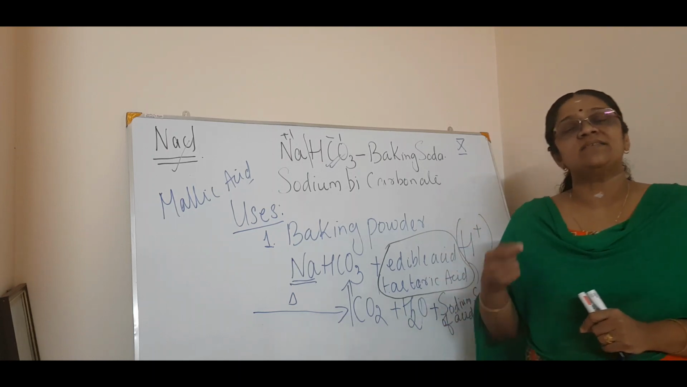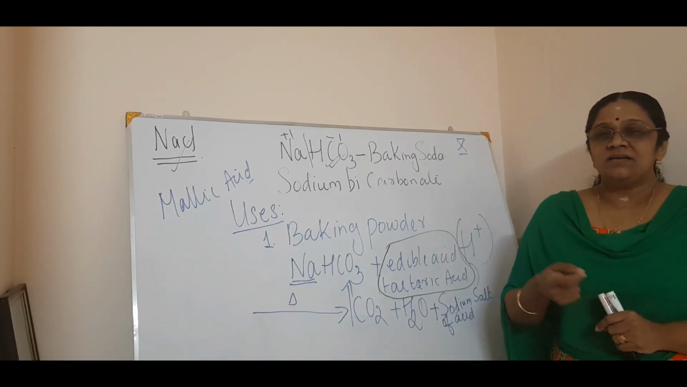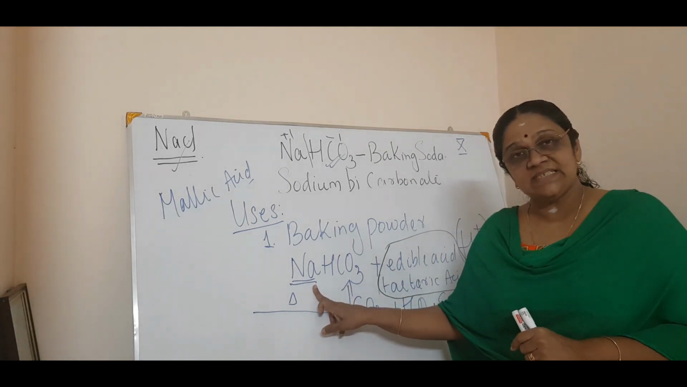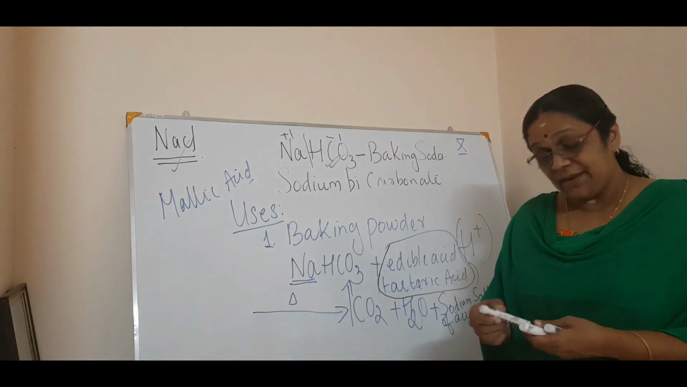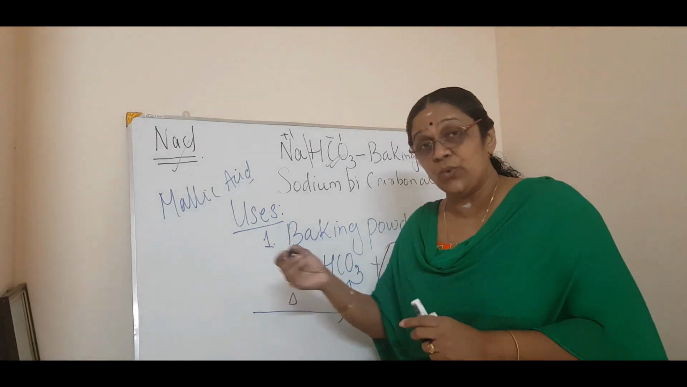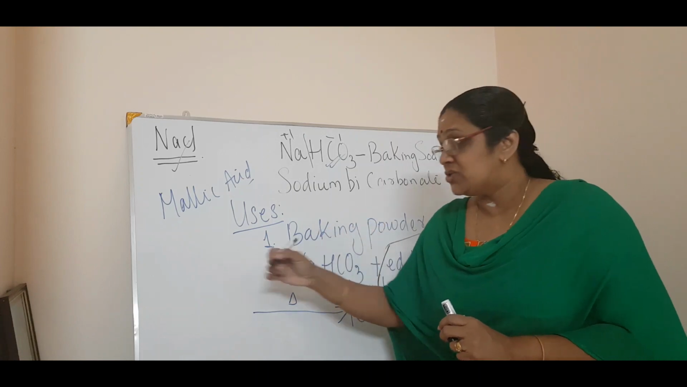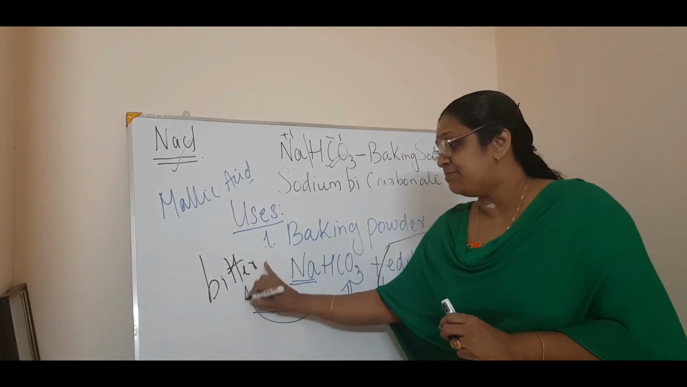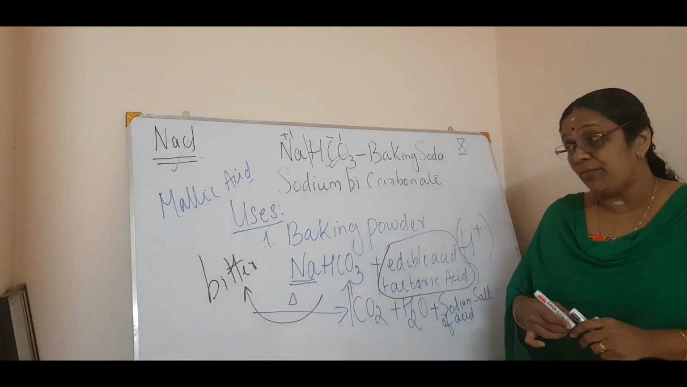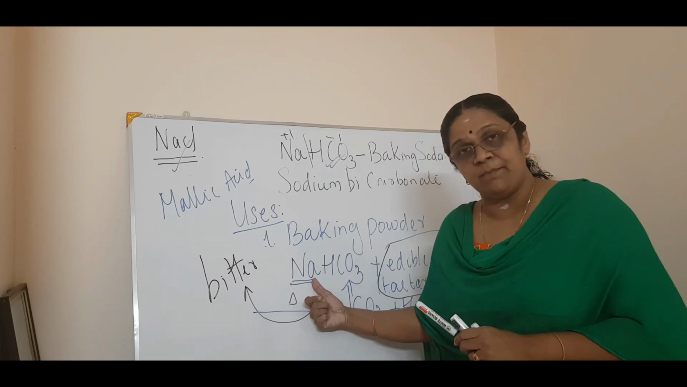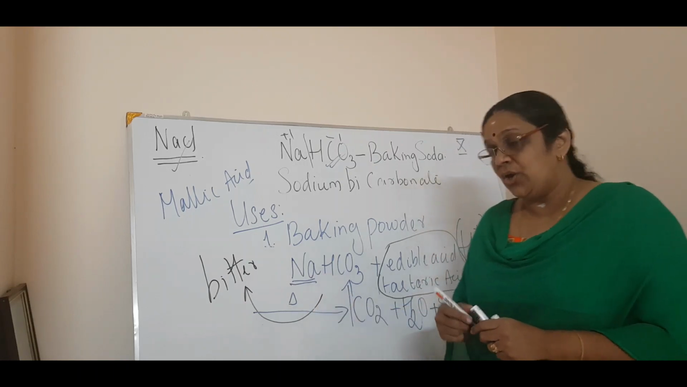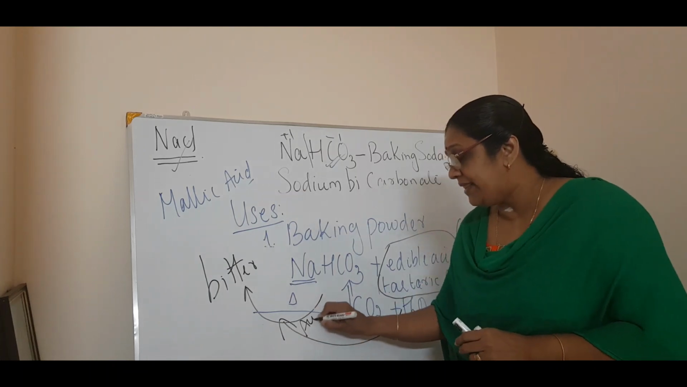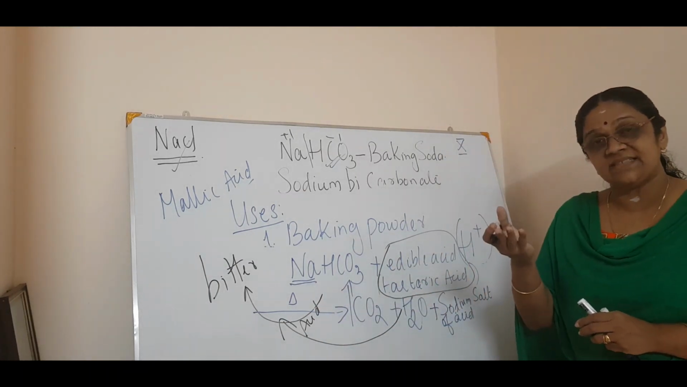Now why is this tartaric acid used? Just think logically. Sodium bicarbonate is a mild base, isn't it? And you know that bases are bitter in taste. You are taking in this baking powder, no? So in order to remove the bitterness of this base, sodium bicarbonate, you are adding an acid to it, in order to avoid the bitterness of this base. That is a value point.